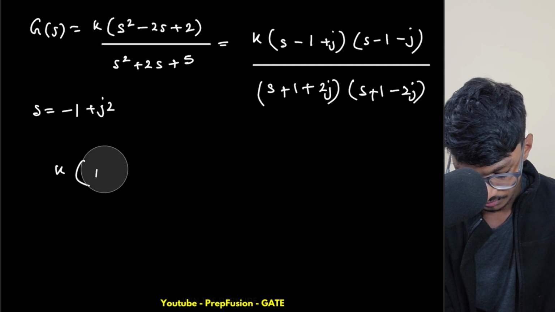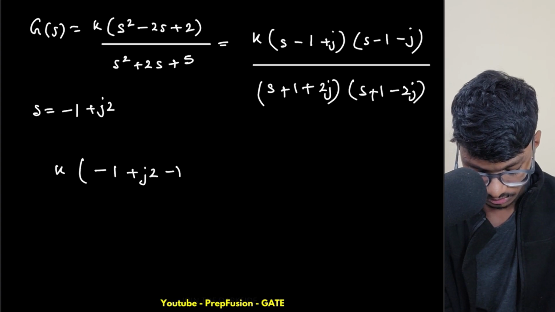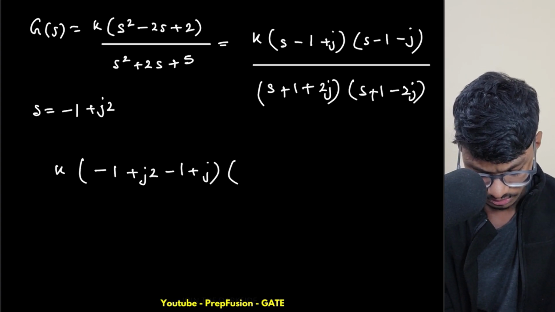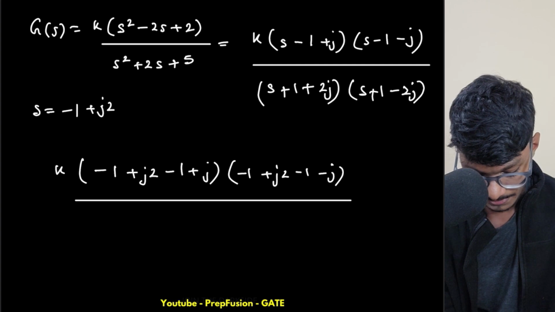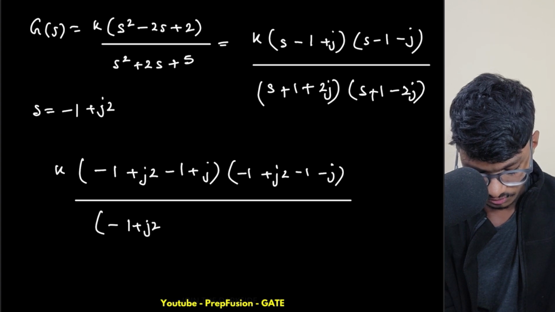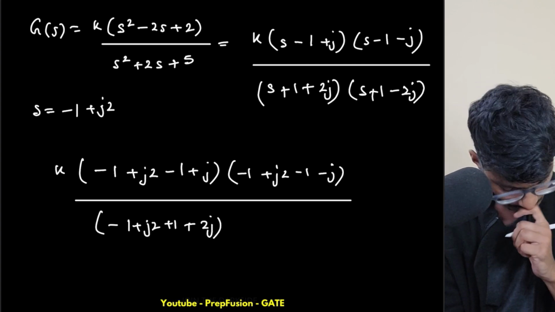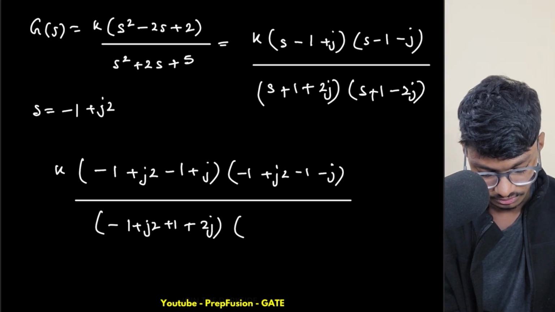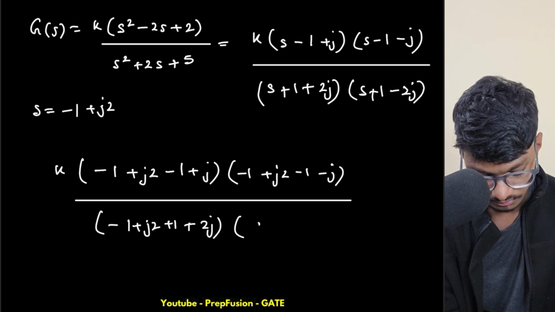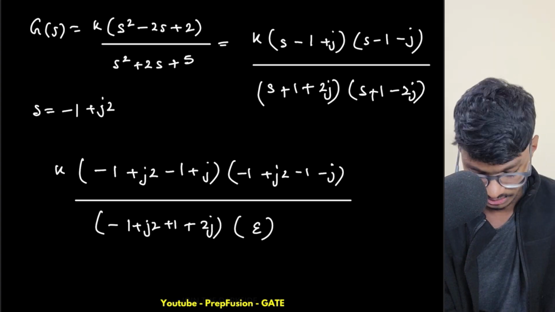Okay, so s equals -1 plus j2, so this will be -1 plus j2 minus 1 plus j, minus 1 plus j2 minus 1 minus j. This will be -1 plus j2 plus 1 plus 2j. And this I will assume as some function, which is very near to this. There is some error function which is very near to this. I'm assuming this is very near to this. That is how we prove.